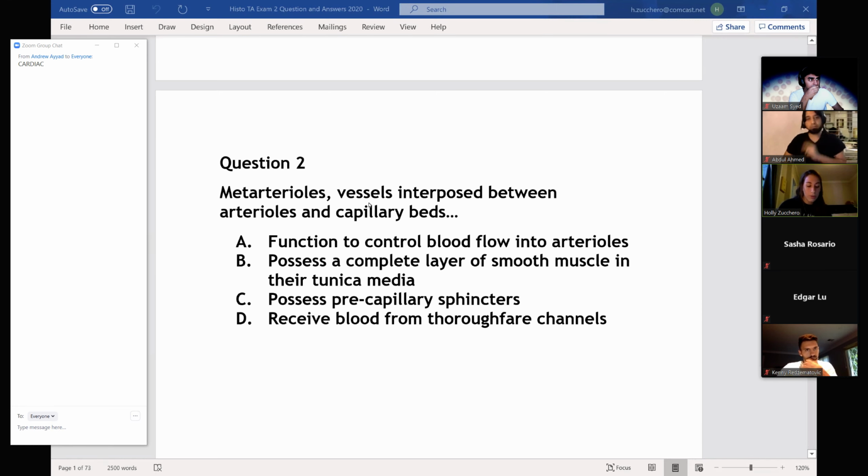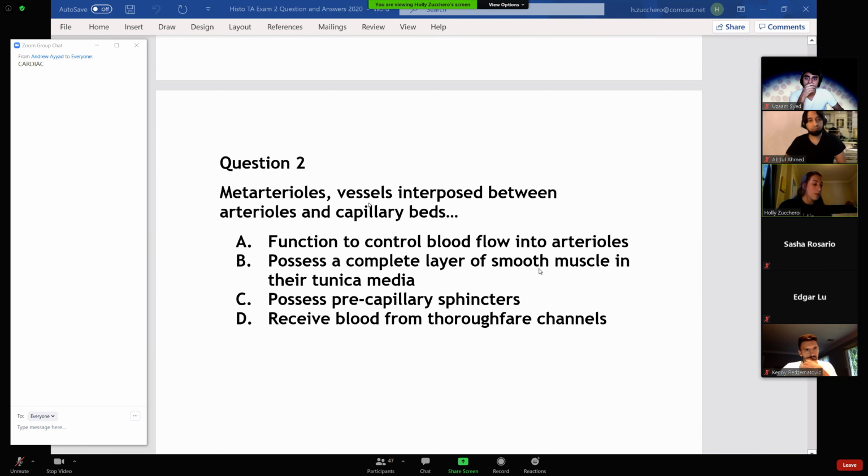So question 2, give you guys about 30 seconds.